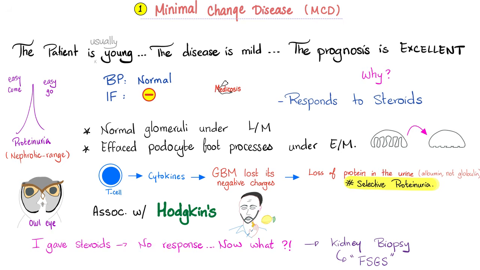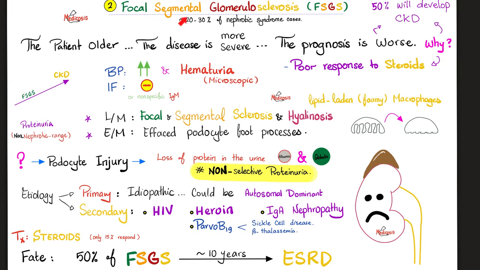Only albumin is. By light microscopy, the glomeruli are normal or almost normal. Under electron microscopy, you'll see effaced podocyte foot processes. There is no immune complex deposition. Clinically speaking, sudden onset followed by sudden offset of selective proteinuria in a child is usually minimal change disease until proven otherwise.